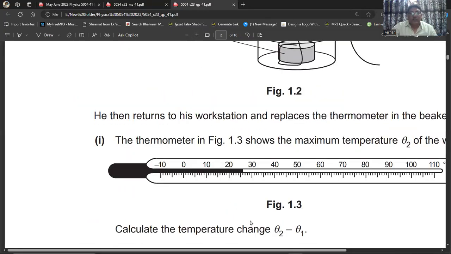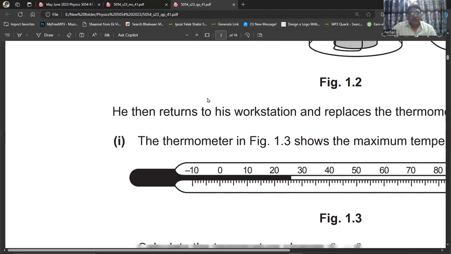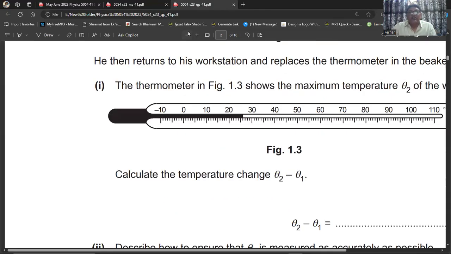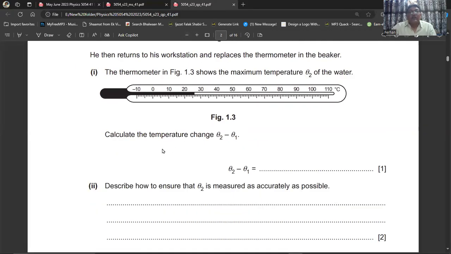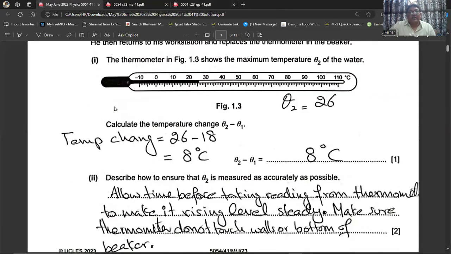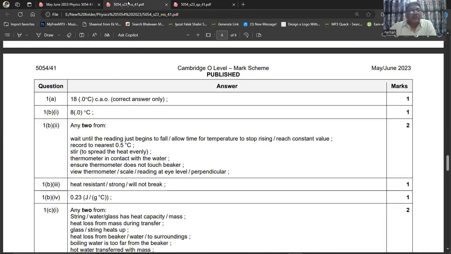So let me check first of all, how much is this? Can you see how much is this temperature? This is 21, 22, 23, 24, 25, 26. So this temperature is approximately 26. So you have to tell how much is the change. The theta 1 was 18, the theta 2 is now 26. So you have to tell what is the difference of the temperature. So theta 2 is 26. So the temperature change will be 26 minus 18, and that will be 8 degrees centigrade. So the change in the temperature is 8 degrees centigrade.